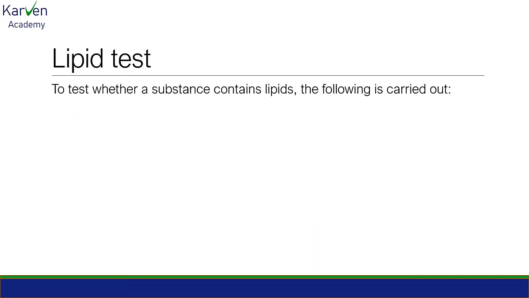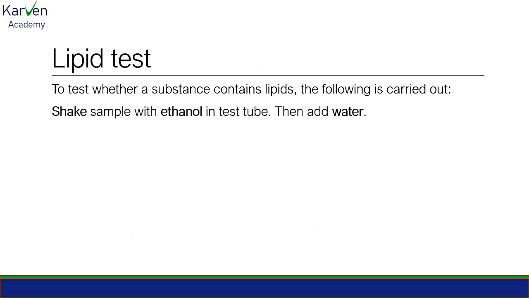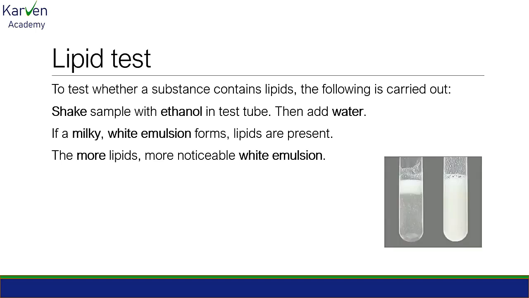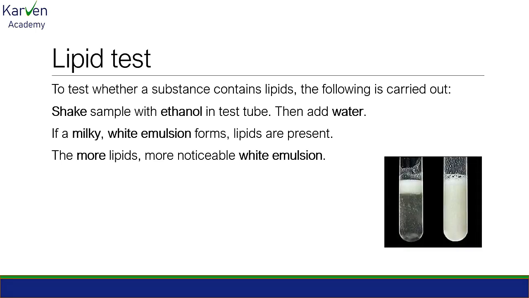For the lipid test, you can test whether a substance contains lipids by shaking it in ethanol and then adding water. So then is a key word here. You do need to add water after adding ethanol. And if a milky white emulsion forms, lipids are present. And the more the lipids, the more noticeable the white emulsion. And here is a test that indicates whether lipids are present or not.